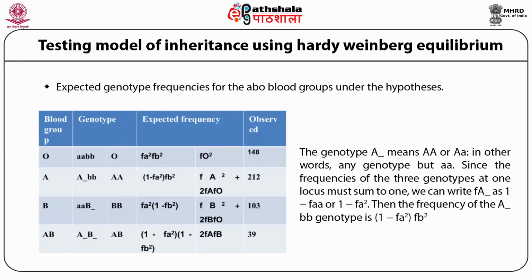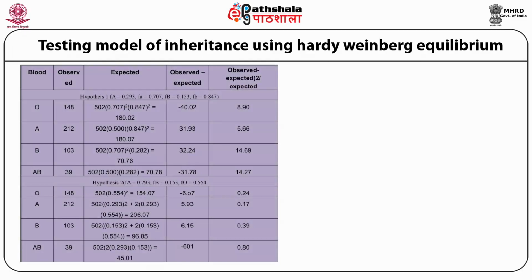Since the frequency of the three genotypes at one locus must sum to 1, we can write the frequency of one genotype as 1 minus the frequency of the other genotype, or 1 minus the frequency of small a square. Then the frequency of the A-BB genotype is 1 minus the frequency of small a square multiplied by the frequency of small b square. The tables given in this slide show the calculation of allele frequencies under both hypothesis 1 as well as hypothesis 2.